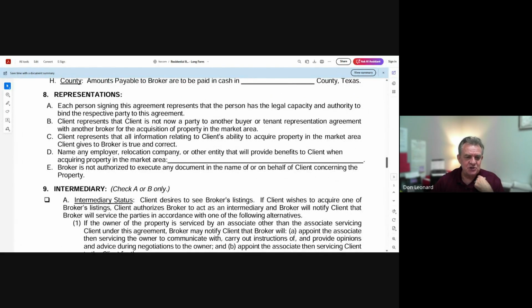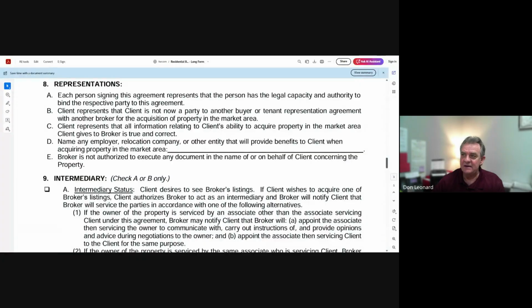Representations. Each person signing this agreement represents that they have the legal capacity and authority to bind themselves to this agreement. The client represents that the client is not now a party to another buyer or tenant representation agreement with another broker for the acquisition of property in the market area. Client represents that all the information that they are giving is true and correct. And if there's any kind of relocation company that's going to maybe be providing resources or assistance in any way, we would put that there.